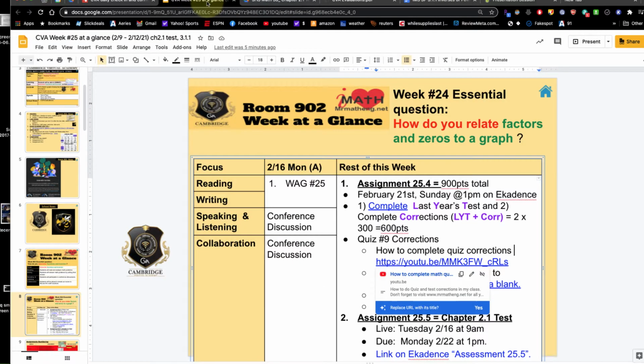Okay. So last year's test and corrections. A lot of students miss the corrections. It might be as easy as just writing the word correct on the right-hand side.